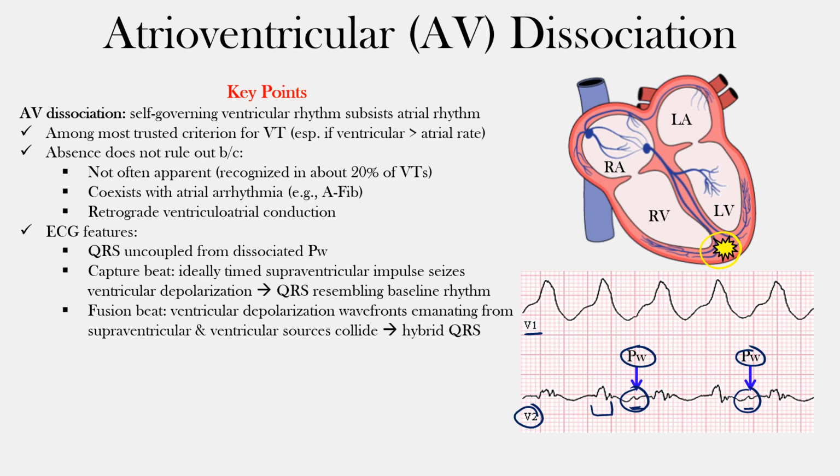Now, less commonly, AV dissociation manifests as capture or fusion beats, each of which depict varying degrees to which a supraventricular impulse contributes to ventricular depolarization. In the case of a capture beat, an ideally timed supraventricular impulse seizes ventricular depolarization entirely and produces a single QRS complex resembling the patient's baseline rhythm. So what does that mean?